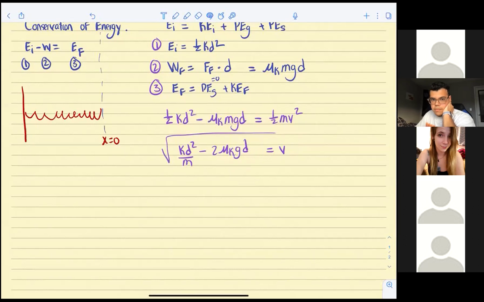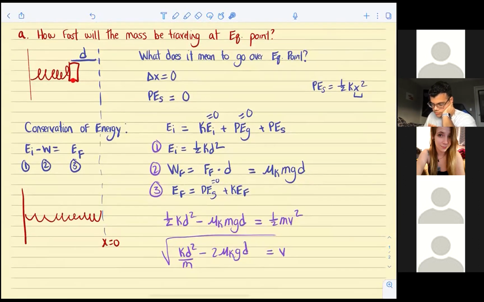Not too bad, right? All we had to do was define the energy here, and consider whether there's work done in the system or not. If there's a non-conservative force, then there's work.